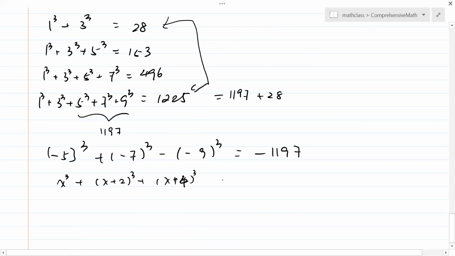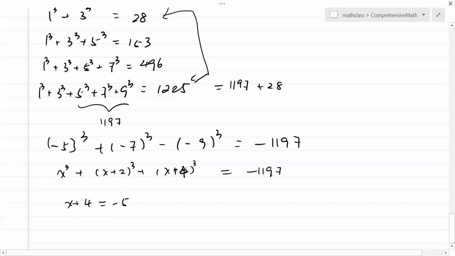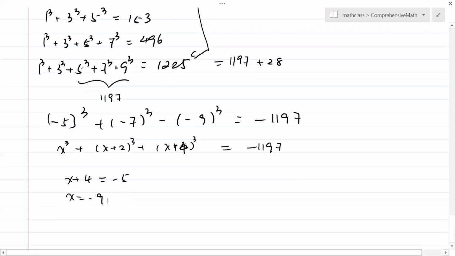So from here you get 1197. That's a special solution. x plus 4 equals, what is the smallest number? Actually it's going to be negative 5, and after that, sorry, negative 9. Negative 5 is the largest number. x is negative 9, but in this case n is smaller than 3. It's not working, so you have to add more terms.